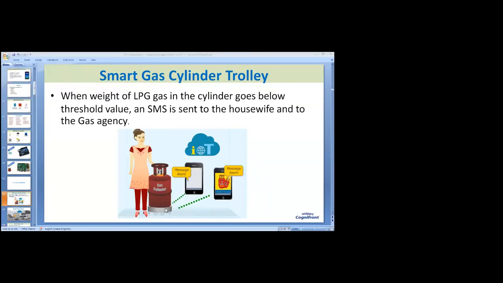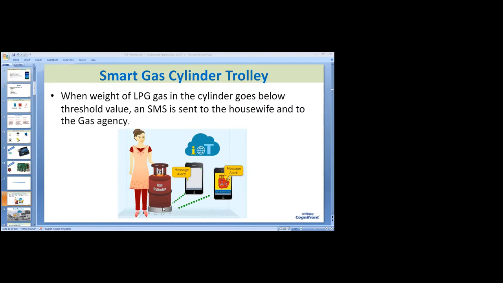So we will keep that kind of load cell beneath this cylinder and there will be an Arduino board over here. The weight of the cylinder will be measured and sent to the Arduino board, and the Arduino board will do the processing and keep on watching the load of the cylinder. Over a period of time, as gas is used by the housewife, the weight of the cylinder will keep dropping. And when the weight of the liquid petroleum gas becomes, let us say, 2 kg, immediately Arduino will raise the alarm.